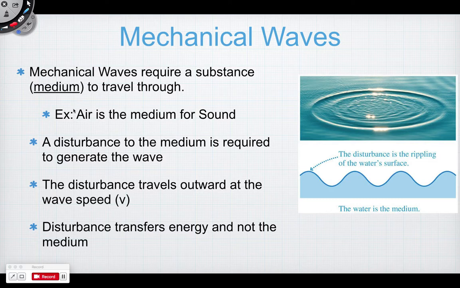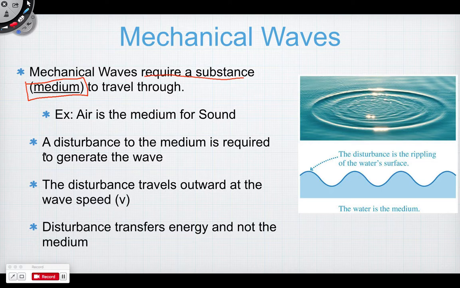First, what is a mechanical wave? Well, the key thing is that a mechanical wave requires a substance. It must move through something. We call that substance a medium. It must travel through a medium. No medium, no mechanical wave.